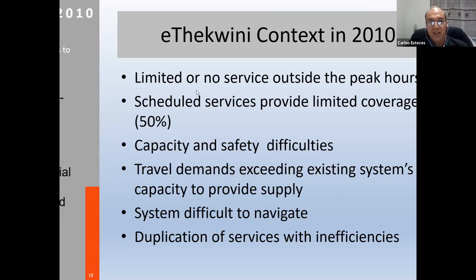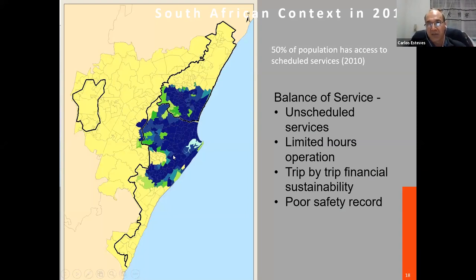So here's a pictorial. This was the extent of the area that covered about 50% of our population with scheduled services. In other words, there's a timetable and the buses run on a defined route at specific times and hours as set down in their schedules. But that service covered only 50%. The balance of the service was through unscheduled services. They operated in times and hours that suited them. And often in off-peak, the vehicle will only move when there's enough passengers to make it financially viable. And it's classically known that it has a poor safety record. The other problem with this system that we still have in operation is that it's not easily upgradable. It's extremely difficult. In fact, I would suggest it's not upgradable.